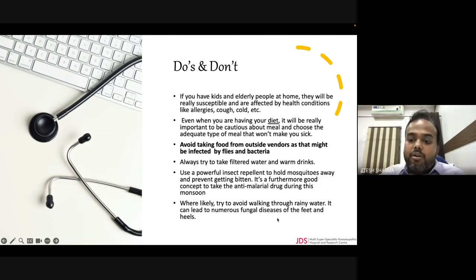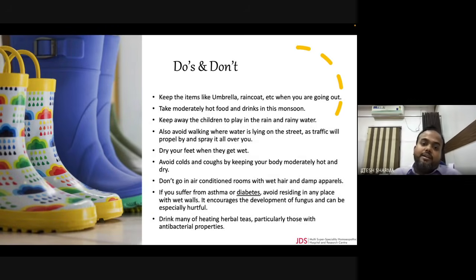Always try to take filtered water and warm drinks. Use repellents. Try to avoid walking in drainy areas. It can lead to numerous fungal diseases in the feet and heels. Keep an umbrella and raincoat, take moderately hot food and drinks in this monsoon. Keep children from playing in the rain. Dry your feet when they get wet.